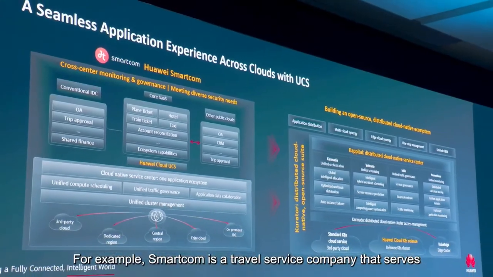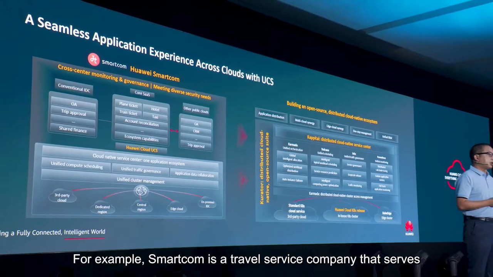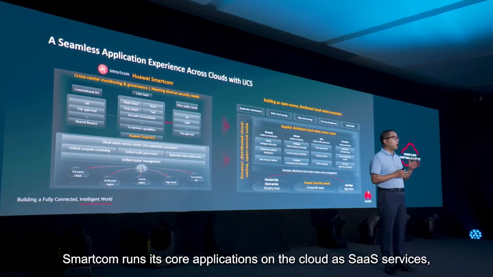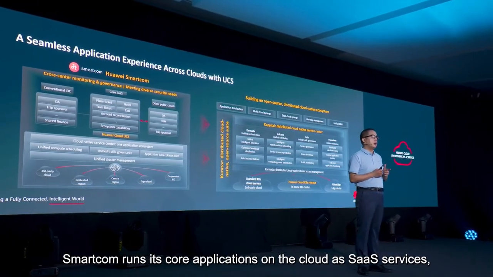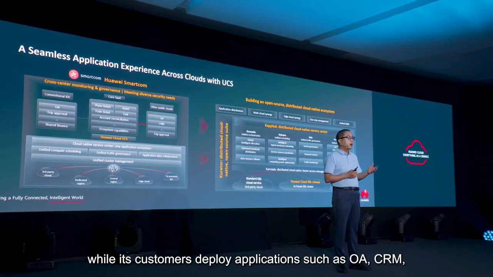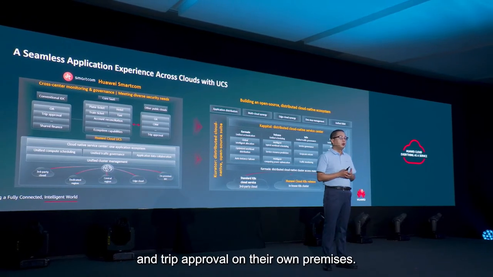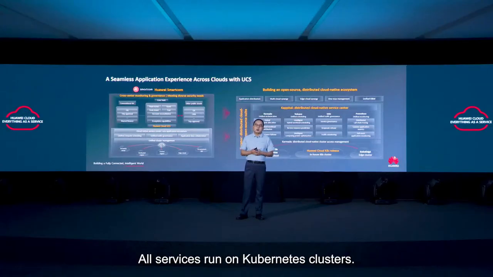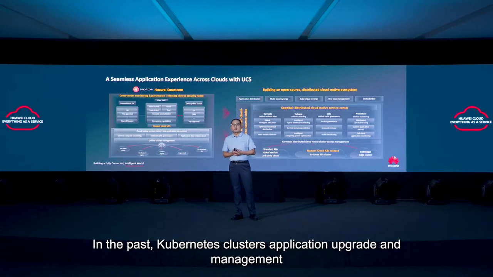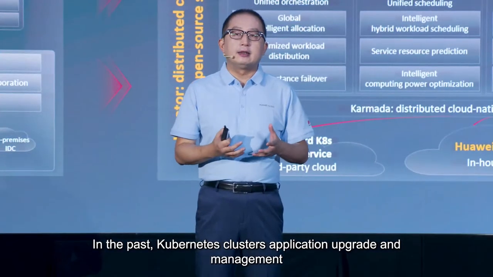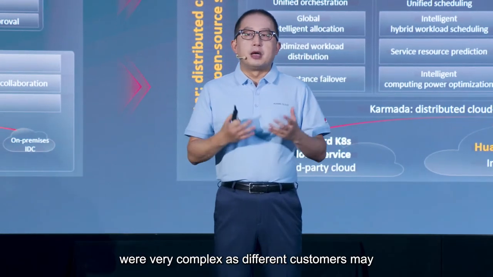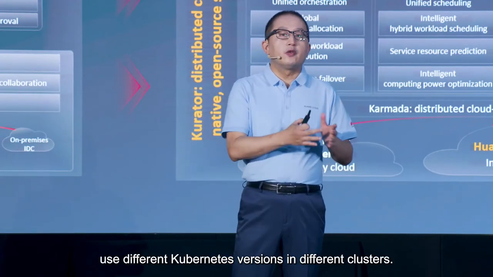For example, Smartcom is a travel service company that serves Huawei employees as well as other customers. Smartcom runs its core application on the cloud as SaaS services, while its customers deploy applications such as OA, CRM, and trip approval on their own premises. All services run on Kubernetes clusters. In the past, Kubernetes clusters application upgrade and management were very complex, as different customers may use different Kubernetes versions in different clusters.